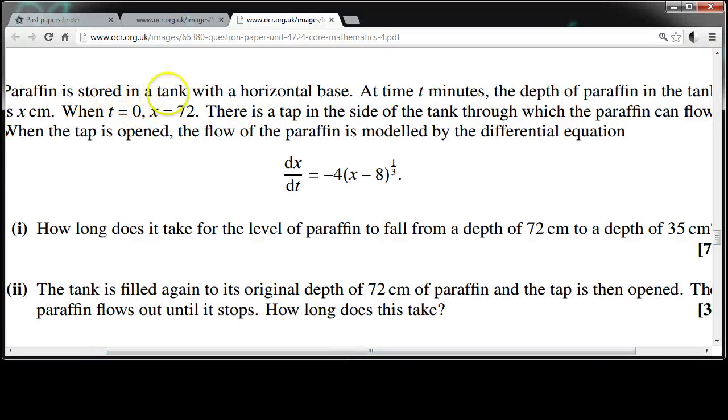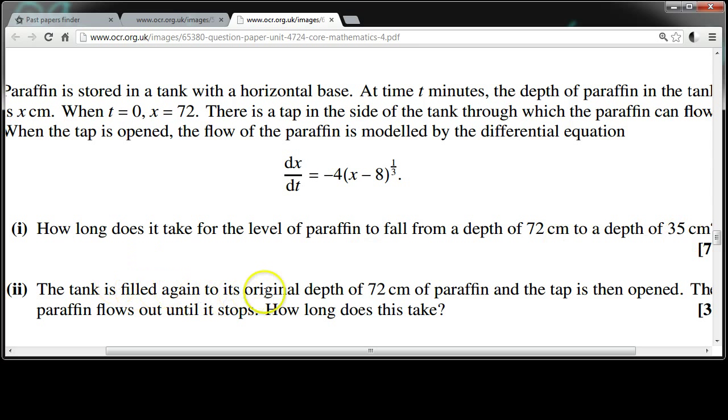Paraffin is stored in a tank with a horizontal base. At time t minutes, the depth of paraffin in the tank is x centimeters. When t equals 0, x equals 72 centimeters. There is a tap in the side of the tank through which the paraffin can flow. When the tap is opened, the flow of the paraffin is modelled by this differential equation. How long does it take for the level of the paraffin to fall from a depth of 72 centimeters to a depth of 35 centimeters?